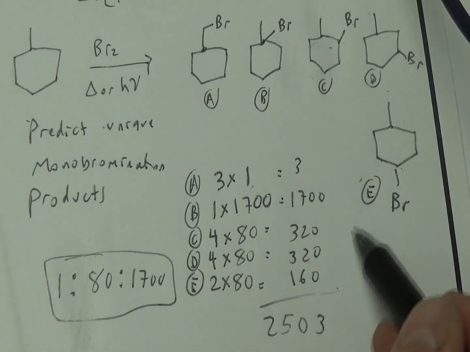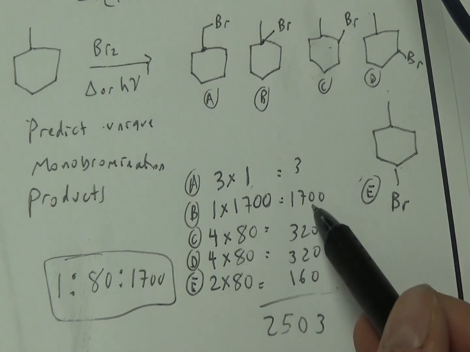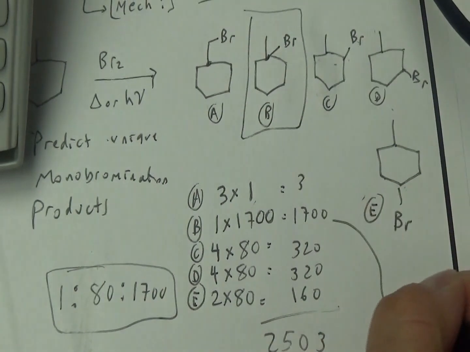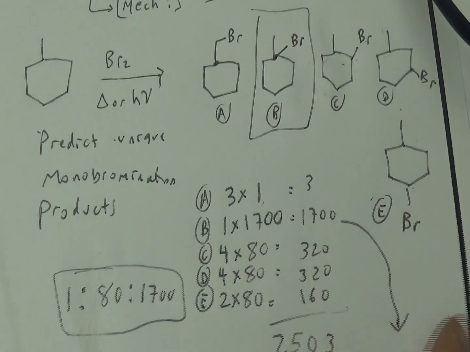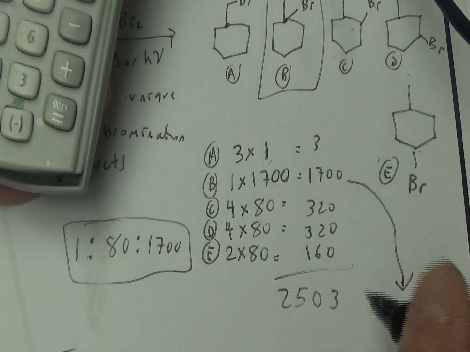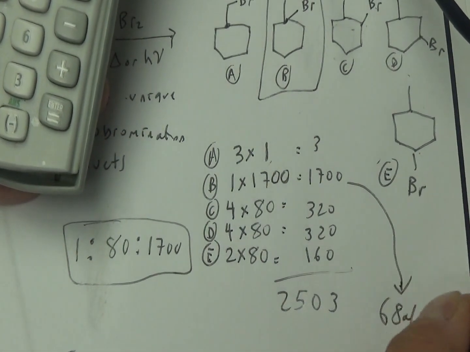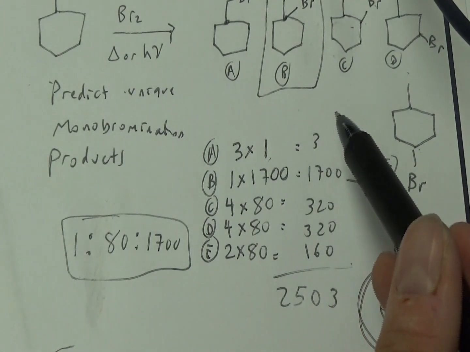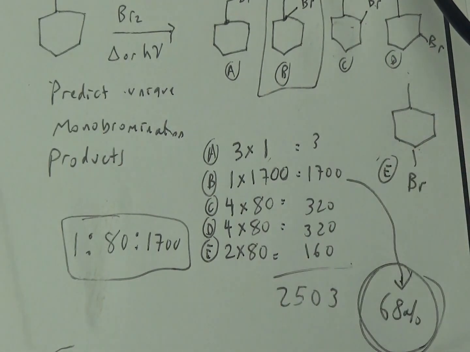There's very clearly one product that's dominant. Product B is the winner, right? Just for time, I'm going to determine the percent of just product B. So it's 1700 divided by 2503, and that's 68%. So product B is produced in 68%. That's the prediction, all right? That's the kind of thing you will be doing on the quiz.